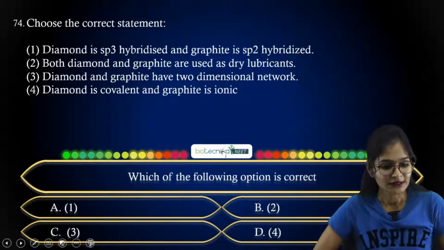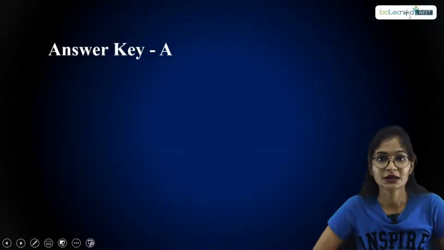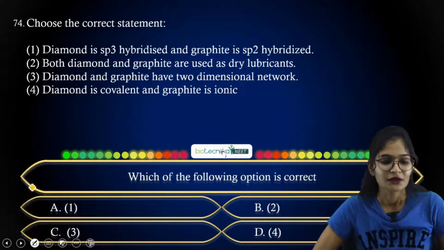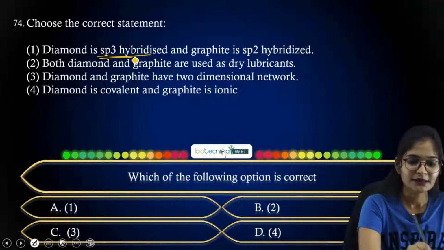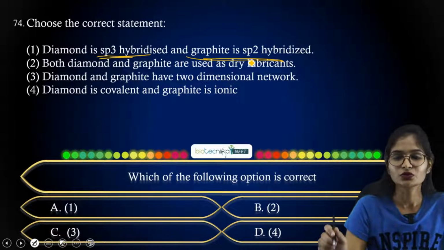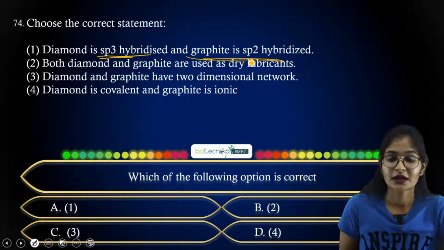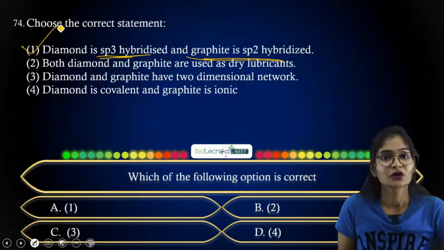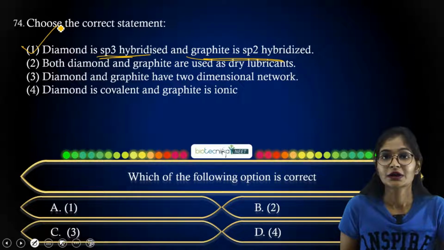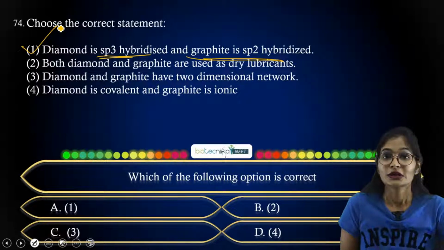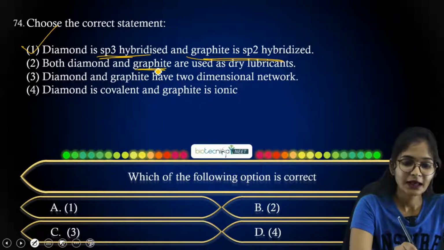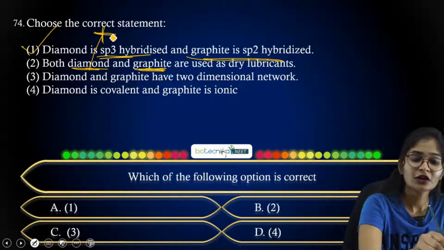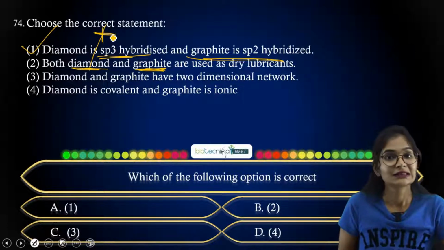If you know the properties of diamond and graphite properly, this direct question can be answered within a second. The answer is option A: diamond is sp3 hybridized and graphite is sp2 hybridized, which is the correct statement. Now coming to option 2, both diamond and graphite are used as dry lubricants. This can be said of graphite, but not of diamond, so it cannot be used as a dry lubricant. That's why this statement is wrong.